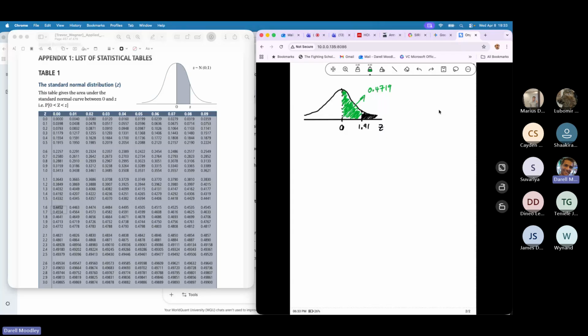So the total area, I'll just draw this curve one more time here. The total area, everything, is 100%, right? Now, remember symmetry.